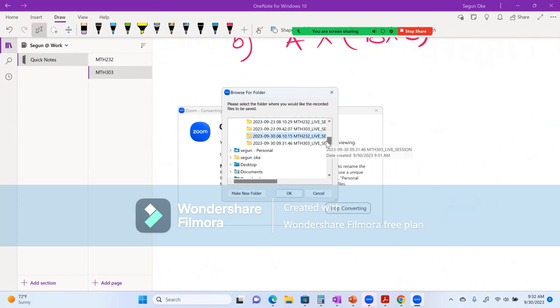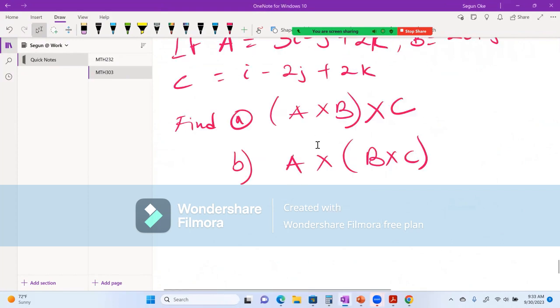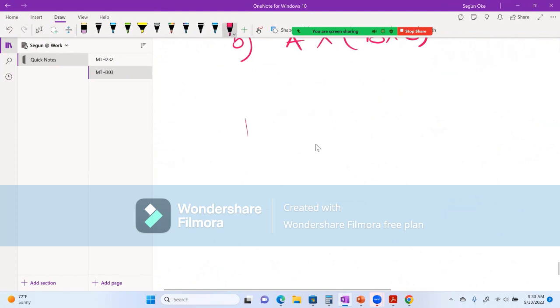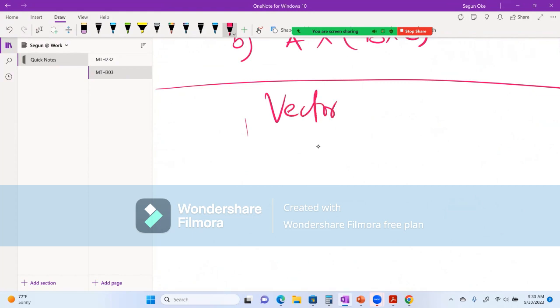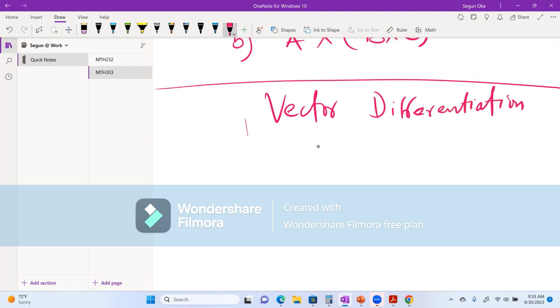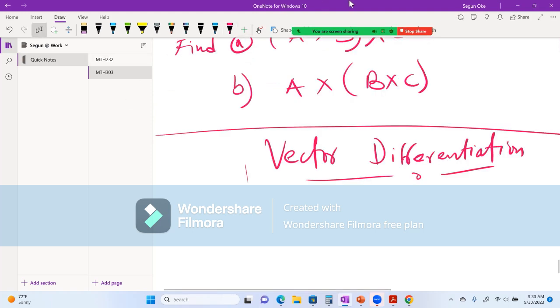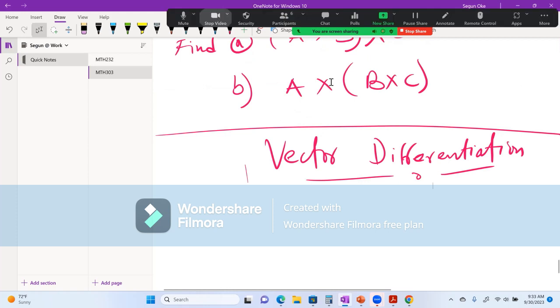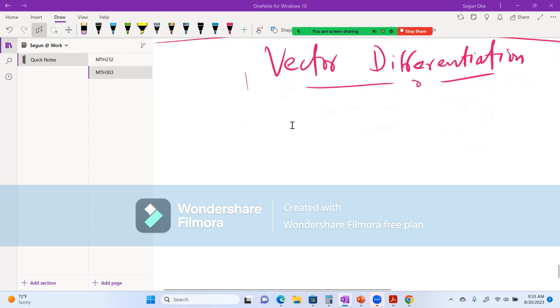Just one minute. So today we'll talk about vector differentiation. When it comes to vector differentiation, what are the things we need to know? We need to know, when we have an ordinary differential equation, how do we solve it?